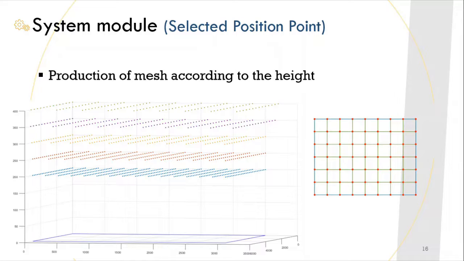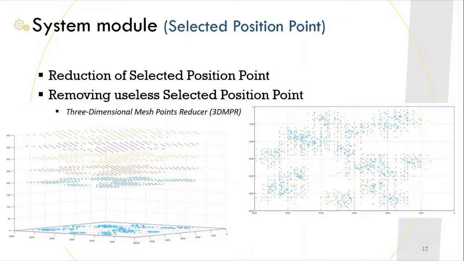This figure shows the resulting 3D mesh, which has different densities at each height. After finding the selected position points, we will reduce them by removing useless points. This is done to improve the problem solving time. The points which couldn't provide service to any user are considered useless.